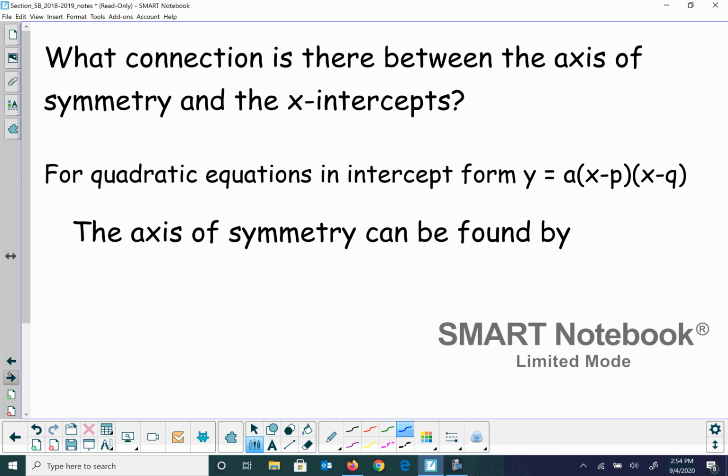So what connection is there between the axis of symmetry and the x-intercepts? It's between them. Halfway. Exactly halfway in between them. Okay? So we can deal with that. Let's see if we can work this on some of the problems.